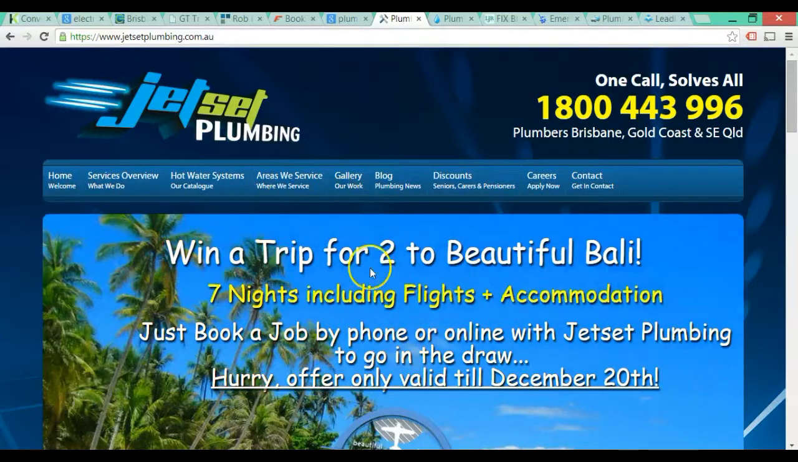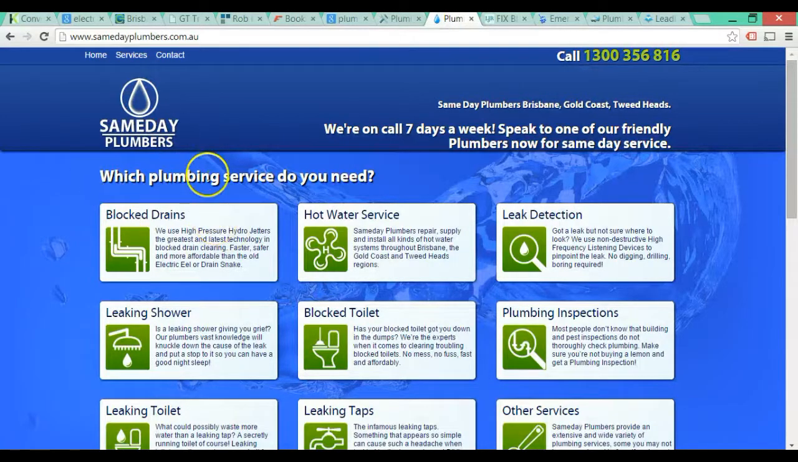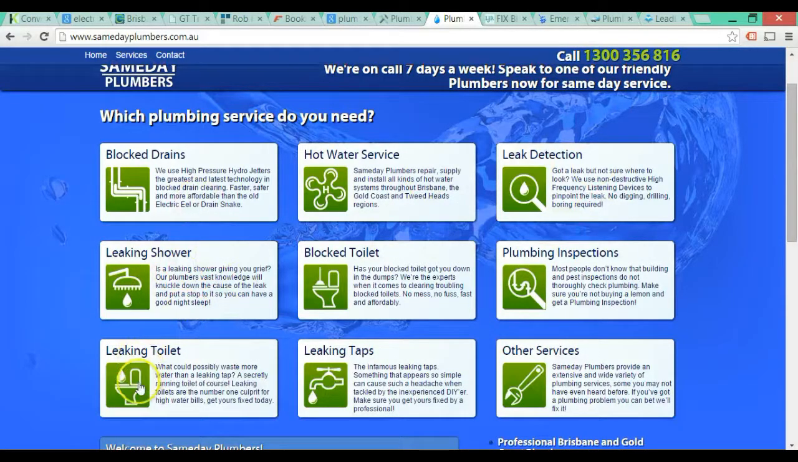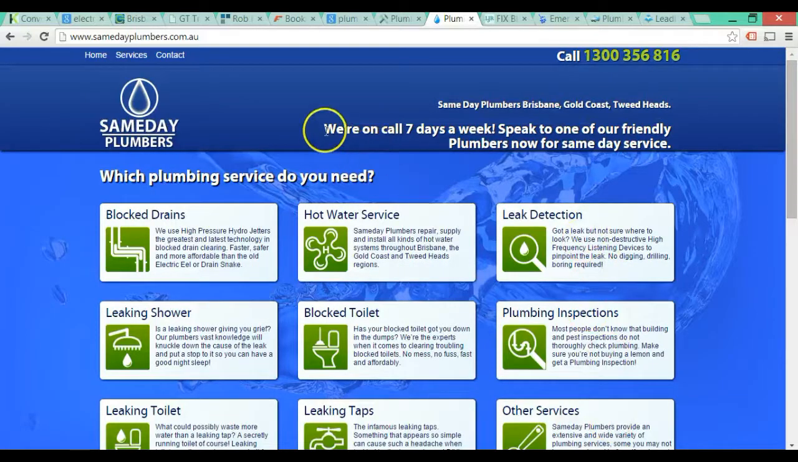It's not really easy to read. So design-wise, it could be better. And there's no real clear service benefit, is there? Straight away, this one's nice. Which plumbing service do you need? Again, clearly not cluttered in any way. It's simple. I know what service I want. I can go straight to it. And there's benefits to speak to. So there's a call to action.